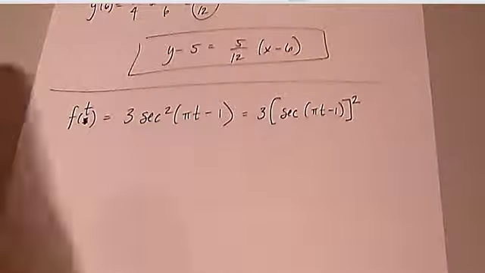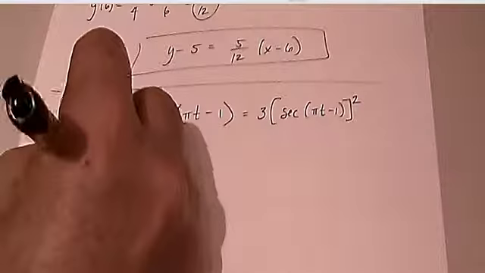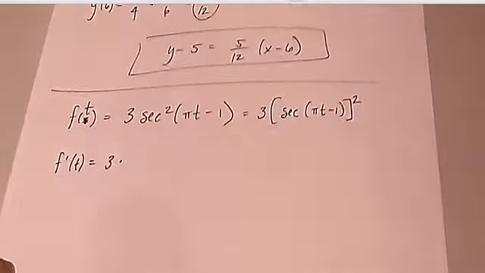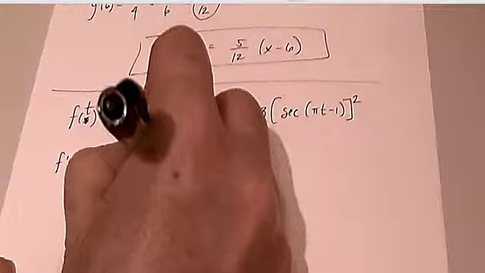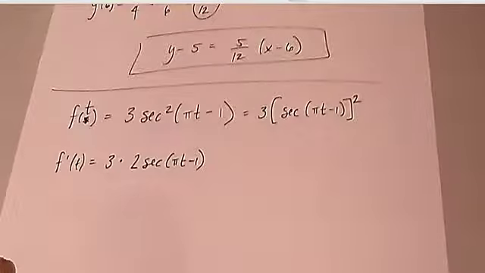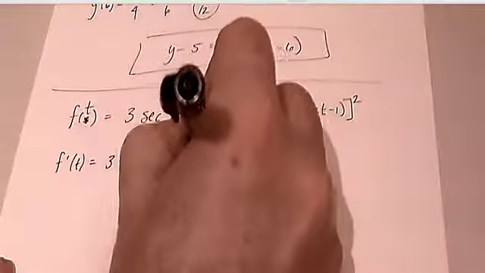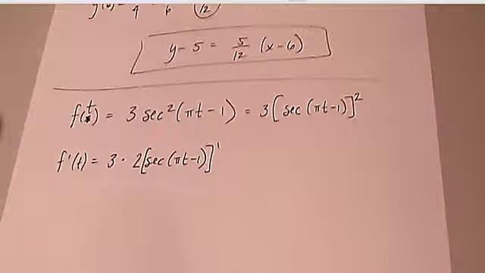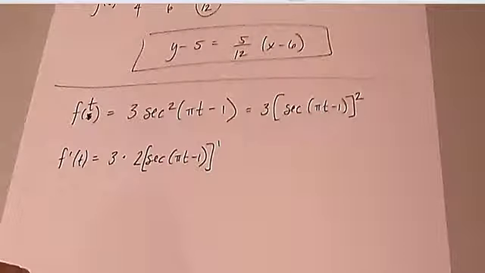So it's a 3-layer one, and I have f prime of t. We need to go ahead and put the 3 right here because it comes along for the ride, and then I need to start differentiating. It becomes 2 secant(pi t minus 1). Now I could go ahead and put brackets around this and say it's to the first, but it doesn't really matter, right? Because when you take it from the second power to the first power, it doesn't really need to be stated. But we'll go ahead and put it right there just for emphasis.